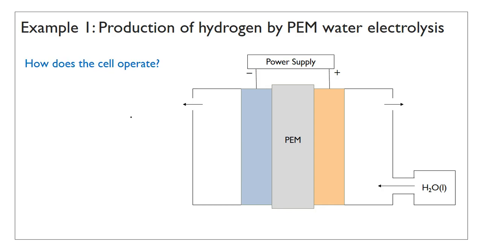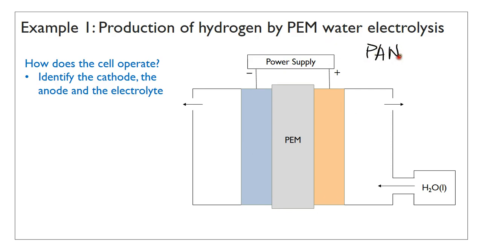The second thing we're going to look at is how does a cell operate. So let's just start by identifying the cathode, the anode, and the electrolyte. So these are the electrodes, and if you remember PANIC, I'm going to try to use this acronym more. PANIC means positive anode, negative cathode. So the anode is here. The anode is the positive electrode. So the cathode is here, it is the negative electrode. And the electrolyte, as mentioned by the information given earlier, is just the proton exchange membrane here. So this is the electrolyte.